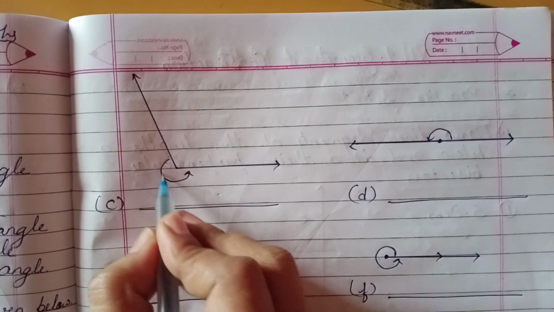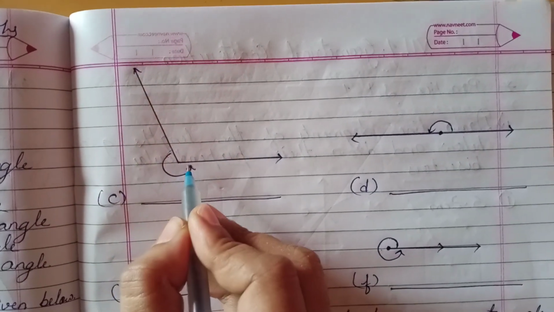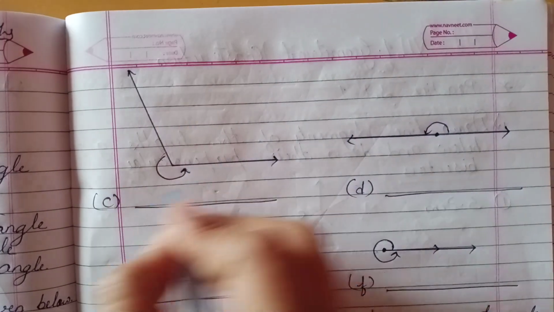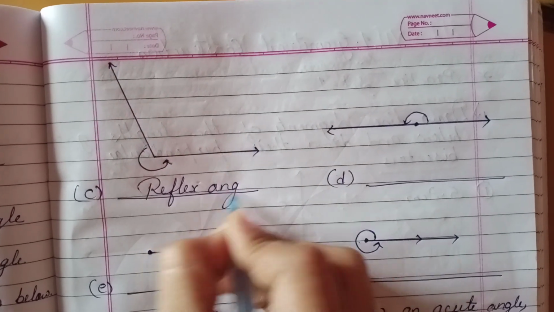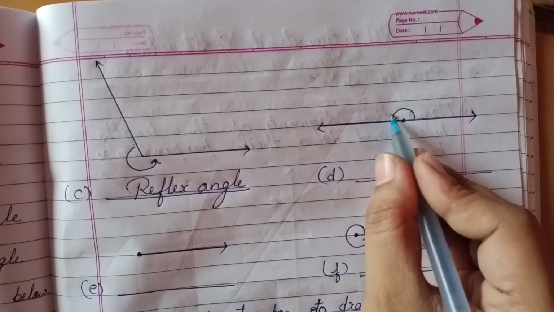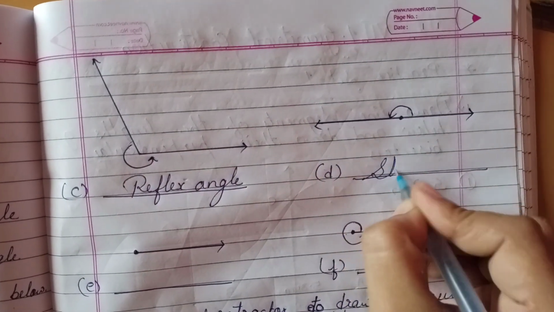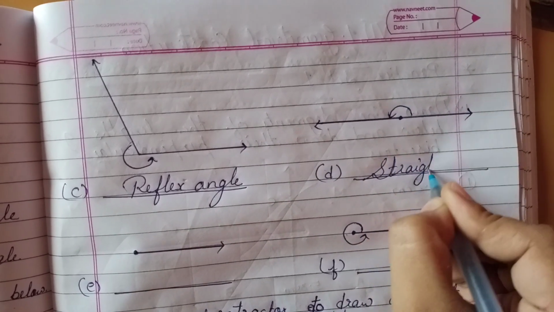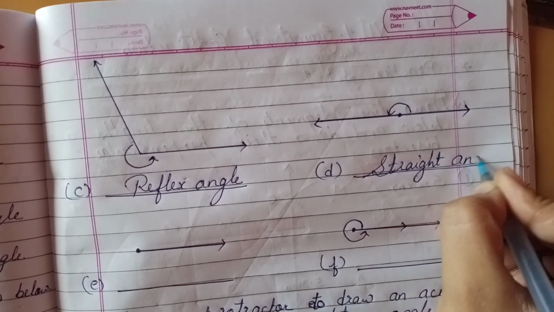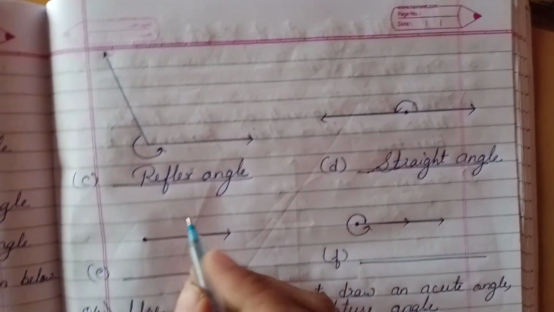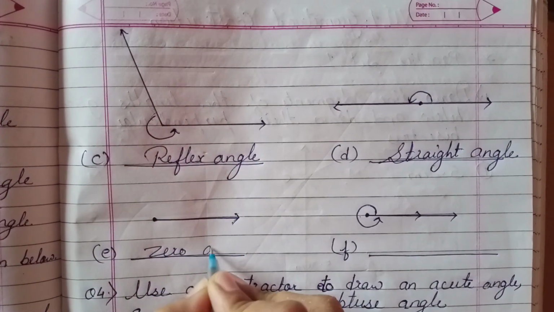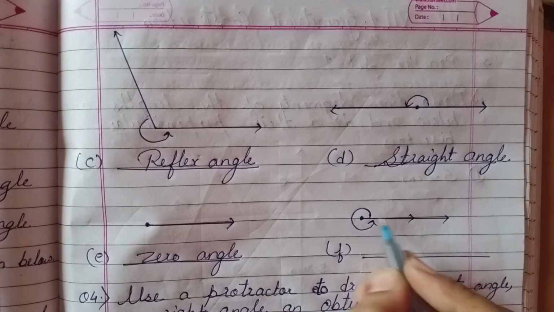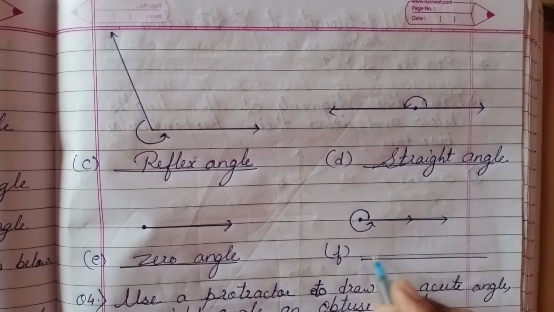Now same thing with this. This is reflex angle. The arrow is given, that means that is reflex angle. This is straight angle, 180 degree angle. This is zero angle. This is complete angle.